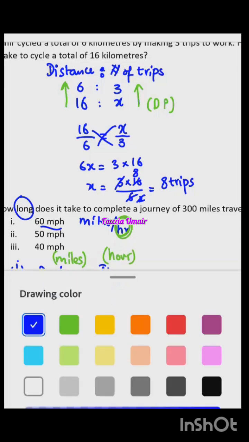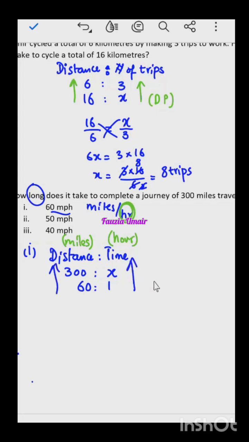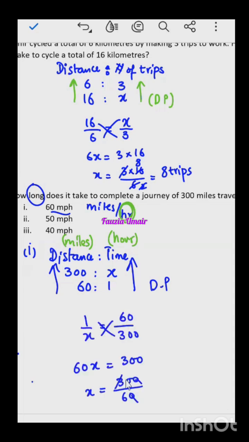Okay, so now we are going to see what kind of relation this is, distance and time. More distance, more time. So this is direct proportion. Okay? Direct proportion. Very good. So we can write 1 by x is equal to 60 by 300. Cross multiply, so 60x is equal to 300. x is equal to 300 by 60. So now you can just simplify it. 6 fives are 30. Okay, so it is 5.